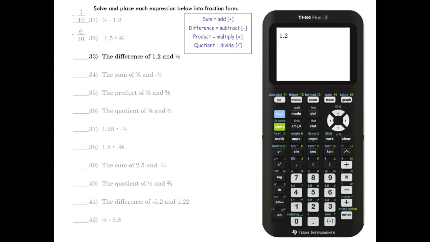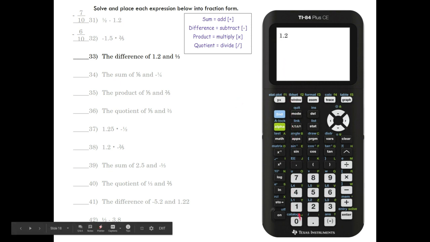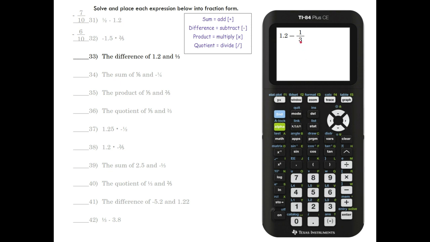So the difference of 1.2 and 1 over 3 is 1.2, and then the minus sign. Right here is the minus sign. And then you do a fraction, alpha y equals, and then enter. And you get 1 over 3. You put the 1 on top, and then you go down over to the right, and you get the denominator, and you put the number 3. You then click enter. You get 0.86667.